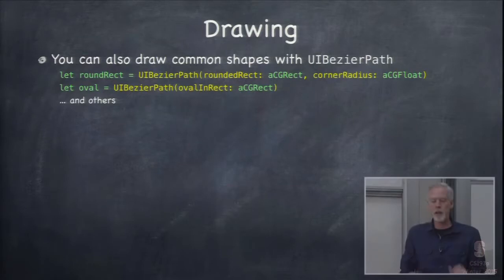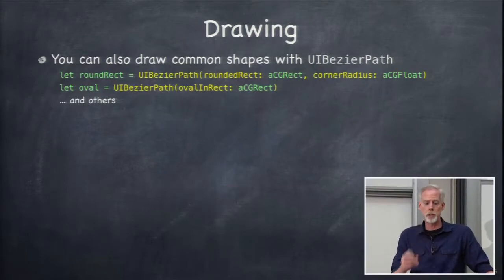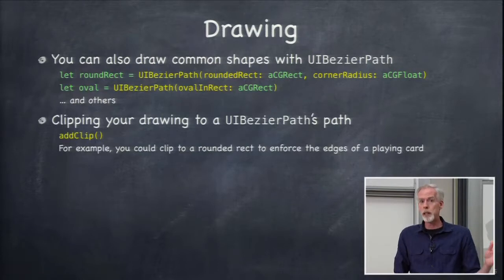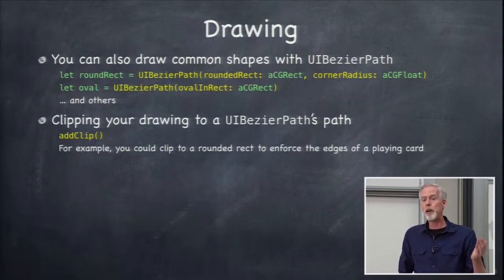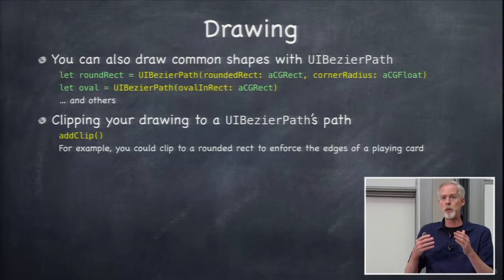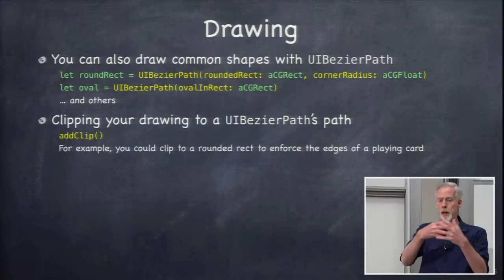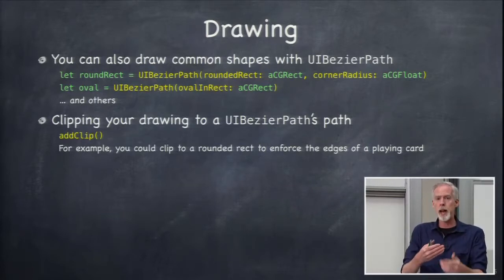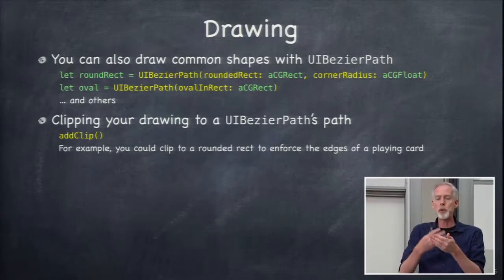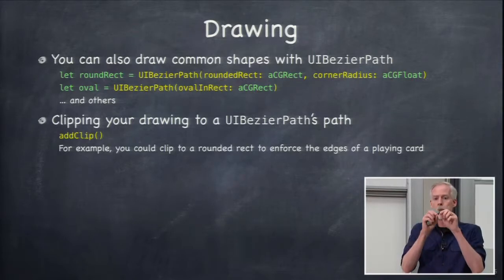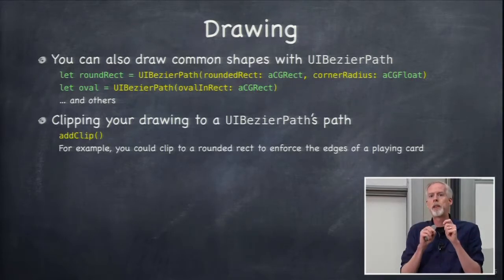So UI Bezier path also has kind of pre-canned cool shapes like rounded rect, okay, which is a rectangle that the corners are rounded off of, or obviously ovals and circles. It has ways of doing that. You can also clip to any arbitrary path. So clipping, hopefully everyone knows what that means. That means if I have a path and I say add clip, then all drawing I do after that will only show up if it's inside that path.